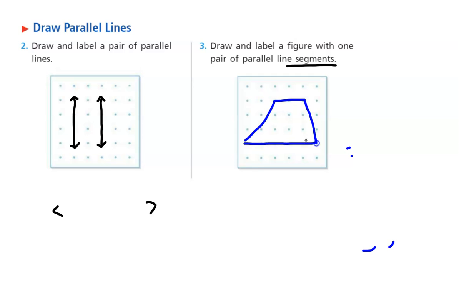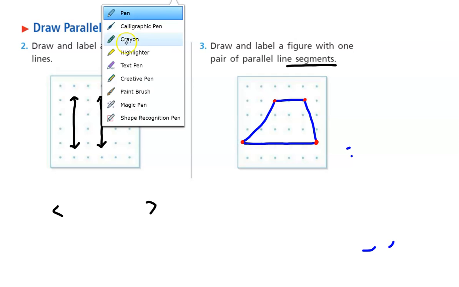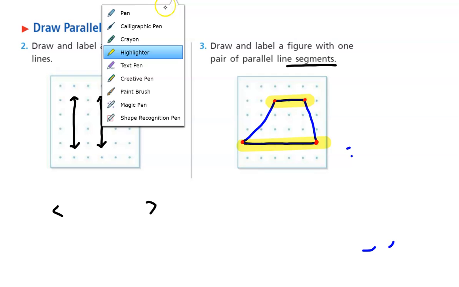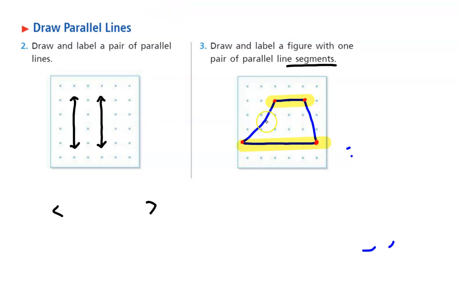It's not great, but it'll get the job done. Now this shape right here is made up of these different lines. And I'm going to draw these dots to show you that these are line segments. They don't go on forever, okay? And now, if I were to highlight here, this line right here and this line right here are technically the exact same distance apart, which means that these are parallel line segments.